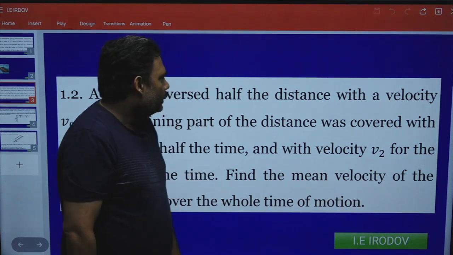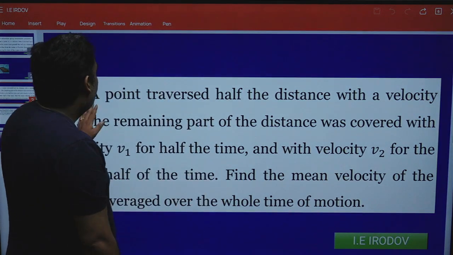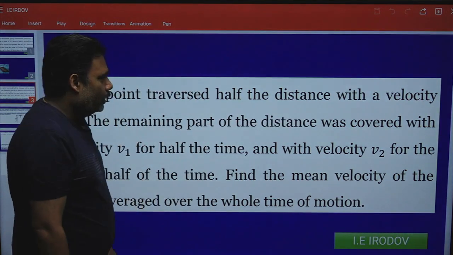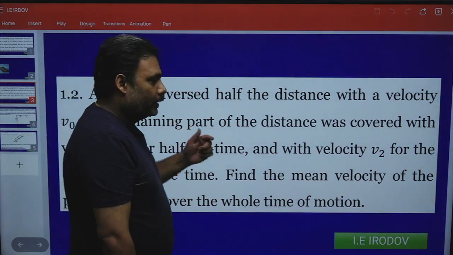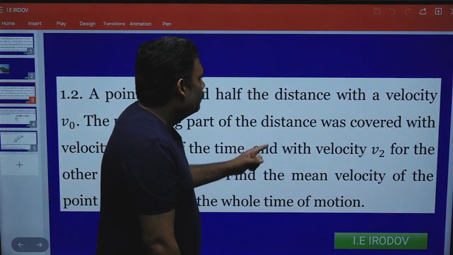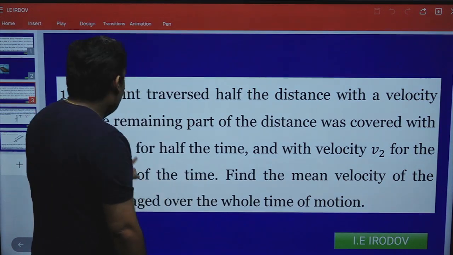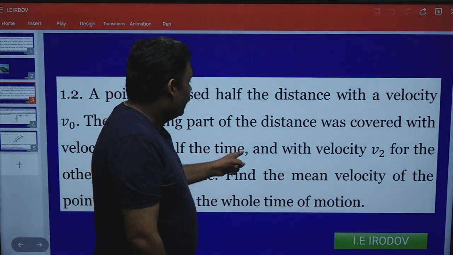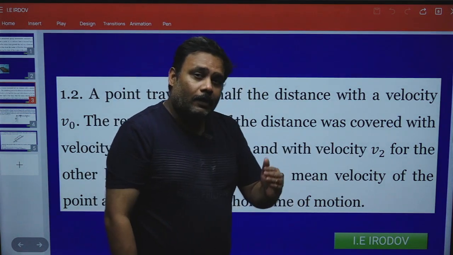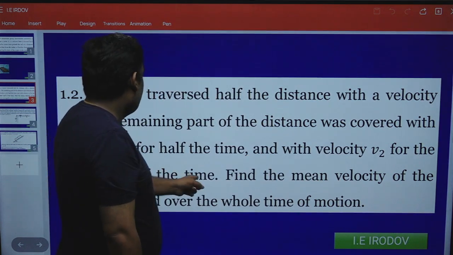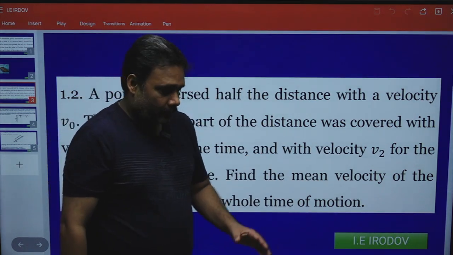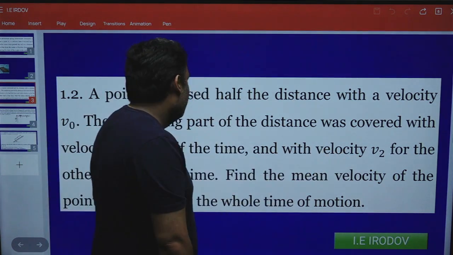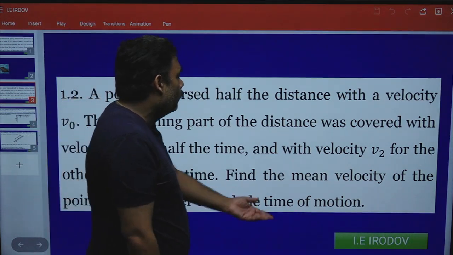So students, it's a very nice problem. What is this? A point traversed half the distance with velocity v0. The remaining part of the distance, that means the next half of the distance, was covered with velocity v1 for the first half of the time, and with the velocity v2 for the other half of the time. So this is very interesting. So the first half of the time and another half of the time is there. Find the mean velocity of a point averaged over the whole time of motion.